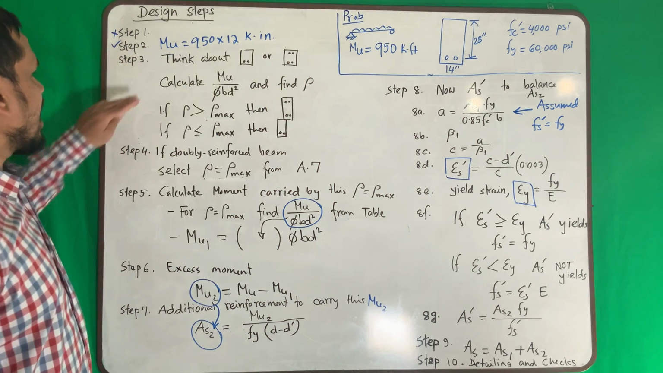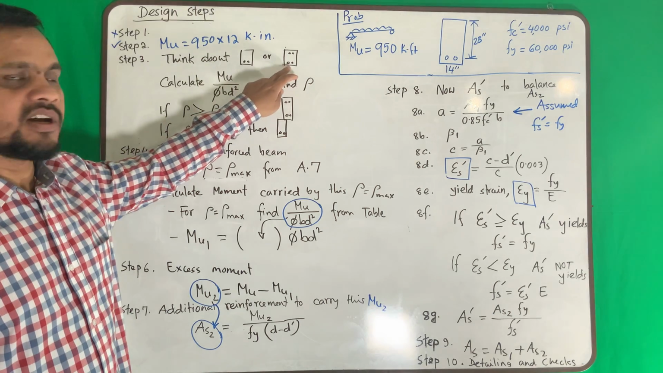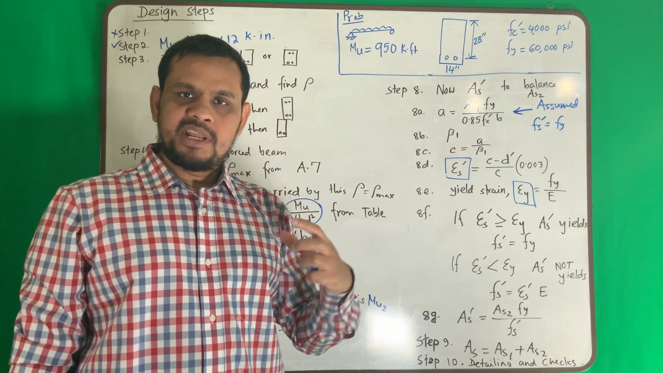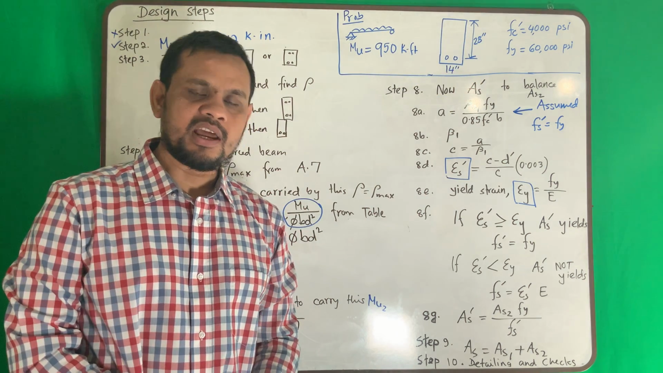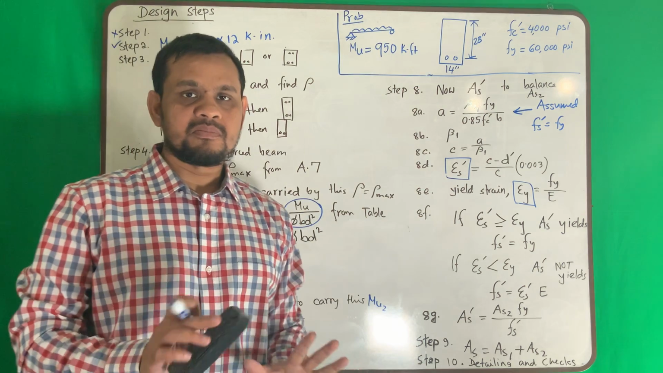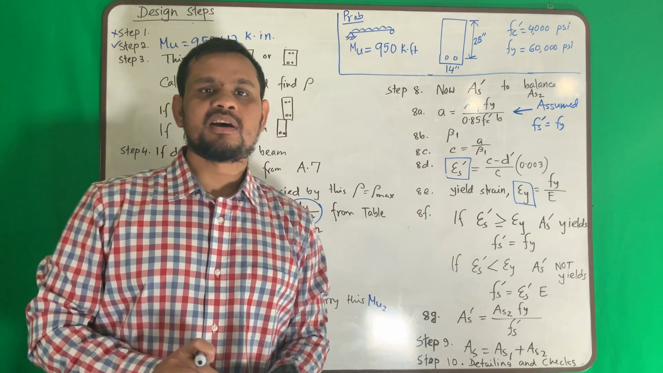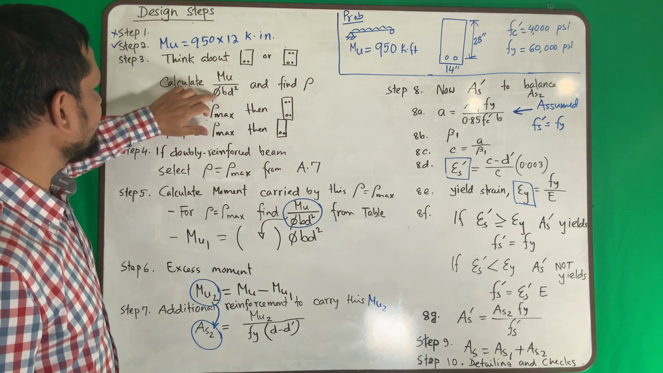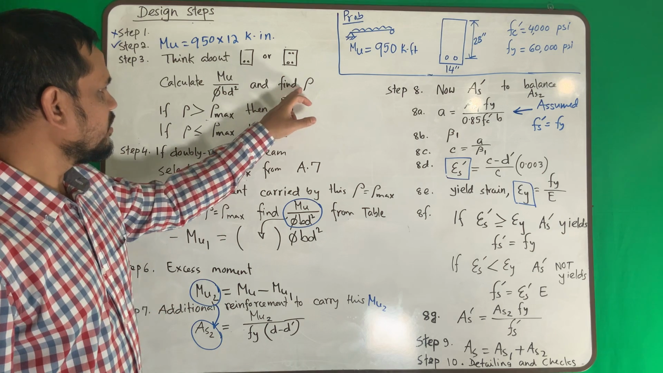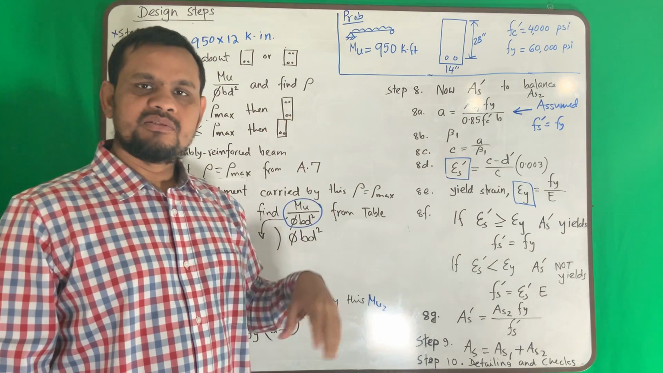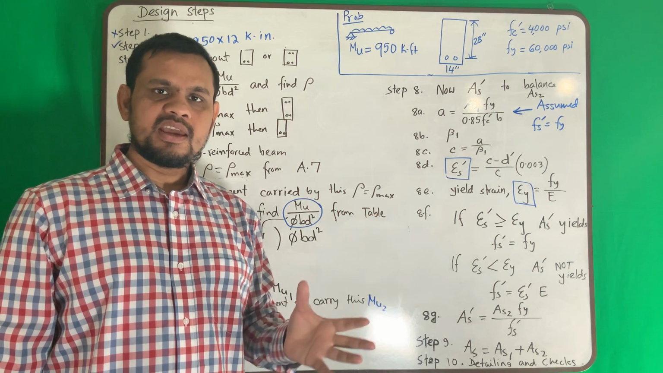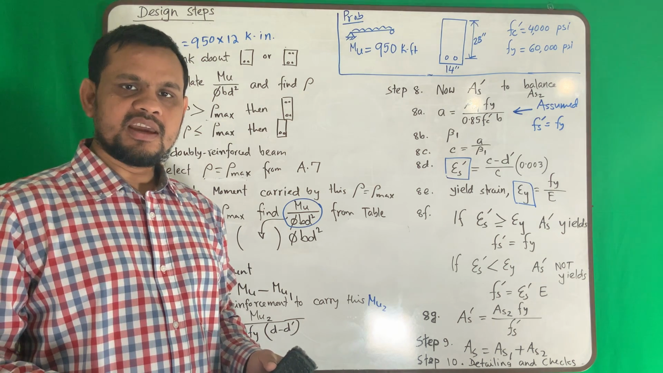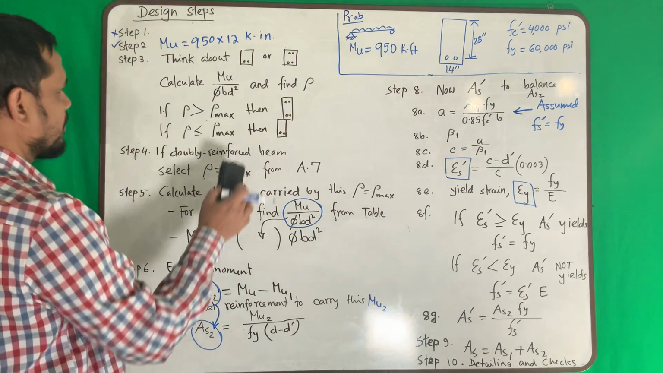Now I have to think about whether it is a singly reinforced beam or doubly reinforced beam. Why do I need to think about it? Because my size is given. Whenever I know that I cannot exceed that size, there is a chance that it will be a doubly reinforced beam. So I will have to check it. How to check it? Calculate Mu over phi b d square and find rho. Find rho from where? In your appendix there are tables, table A8 to A13. Depending on the book, but in our book it is table A8 to A13, we will find rho.